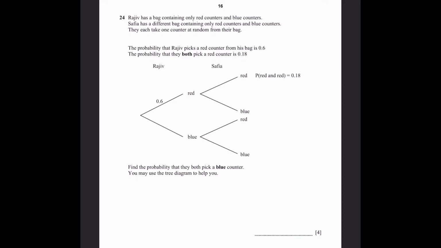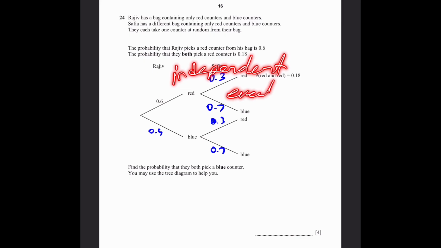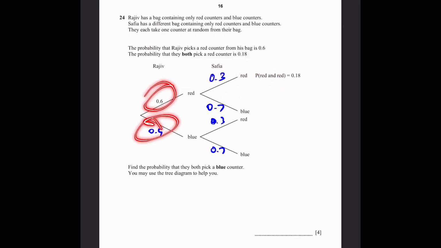So the probability that both are red is 0.18, and we already know the probability that Rajiv is red. So Safia's counter has to have a probability of 0.18 divided by 0.6, which is 0.3 to be red. Now we can fill in the rest, like this. How? Well, the 0.3 here has to come here because Safia's bag is the same no matter what happens to Rajiv's bag. They are independent events, which means if Rajiv gets a red or blue, it does not matter. Safia's probabilities still remain the same.